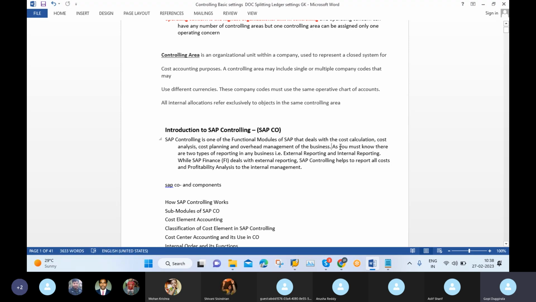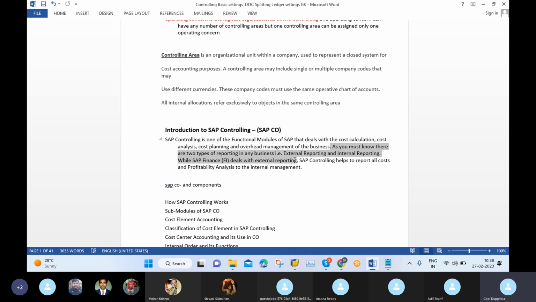And the next thing is, as you must know, there are two types of reporting in any business. Already we know very well. In every business, how many types of reporting do we have? Two: one is external, the second is internal. External reporting is dealt with by which module? External reporting is dealt with by the Finance module. Internal reporting is dealt with by the Controlling module.